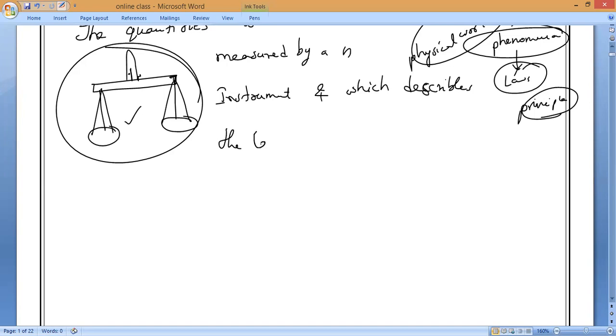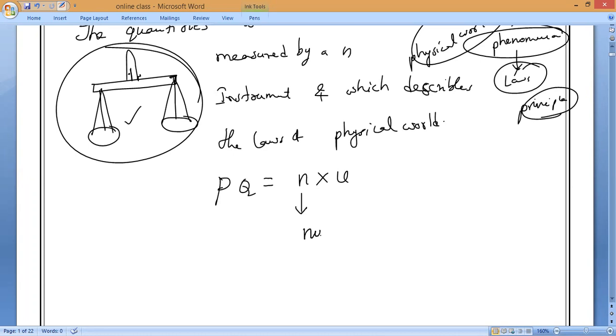Physics describes the loss of which word? Physical word. Clear? So that is what a physical quantity is. So if you have taken any physical quantity, keep it in mind, all of you, it is a product of two things. That is N into U. What do you mean by N? That is only, we can say, numerical value. N means what? Numerical value.